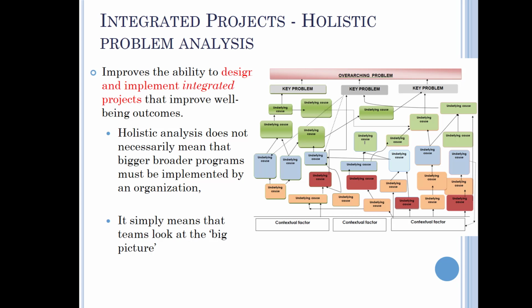A holistic problem analysis relies on rigorous causal analysis, the identification of common constraints and opportunities, feedback loops, and underlying causes of the overarching problem. The process furthermore allows project planners to identify the pathways between causes and effects, including cross-causal linkages between problems.